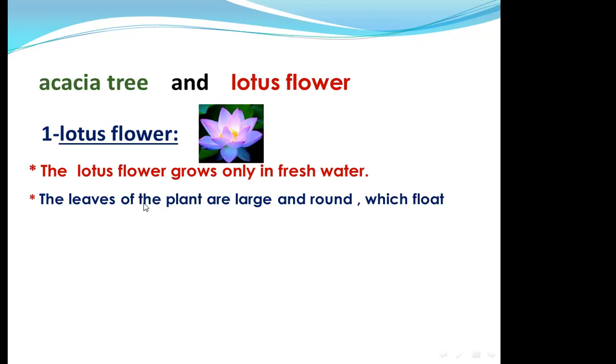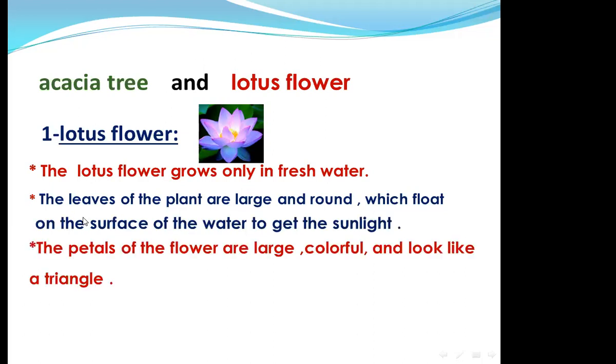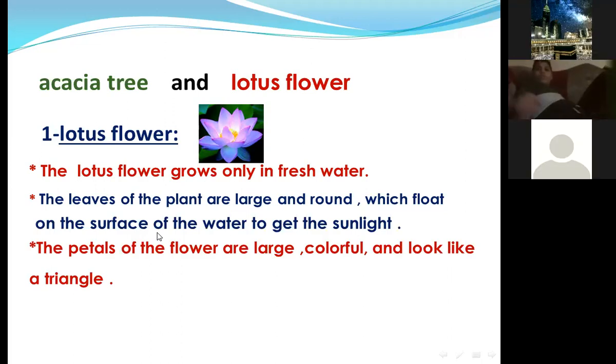The leaves of the plant are large. Look, the green leaves, الأوراق الخضراء, are large and round, بتكون كبيرة الحجم ومستديرة, which float وبتطفو on the surface of the water.